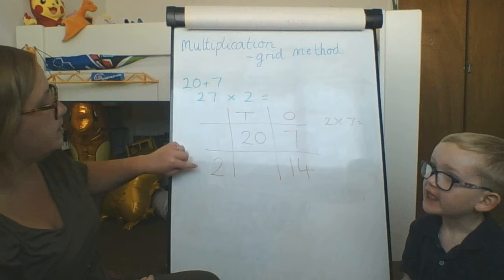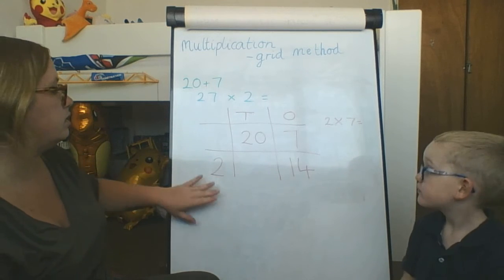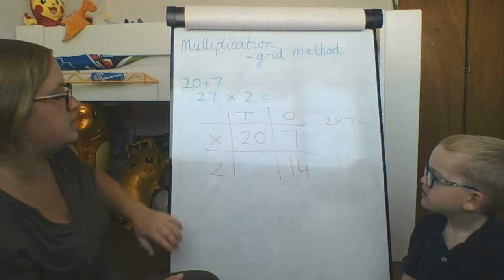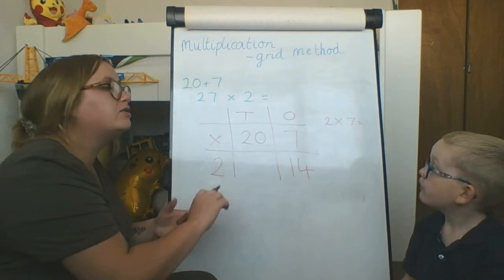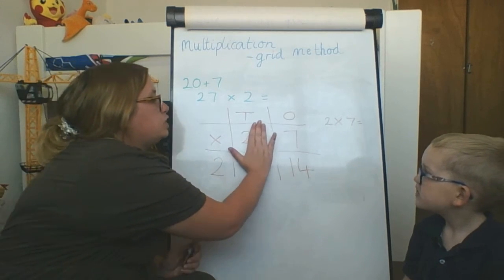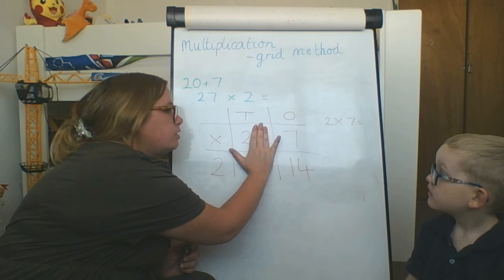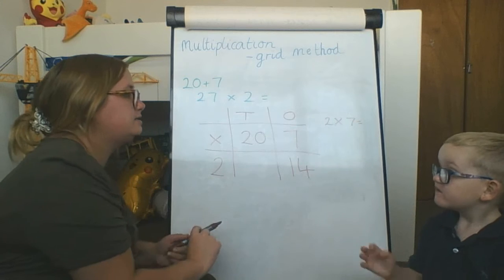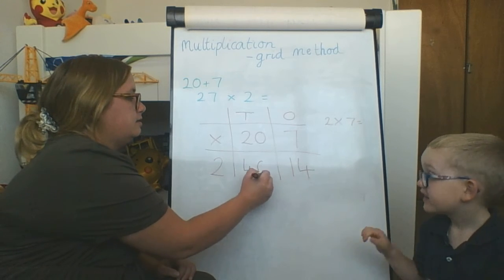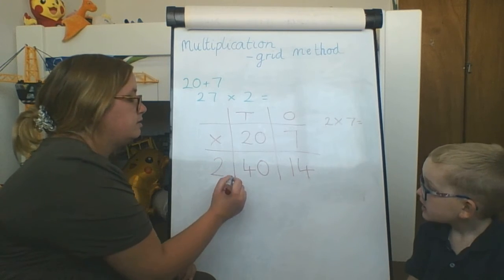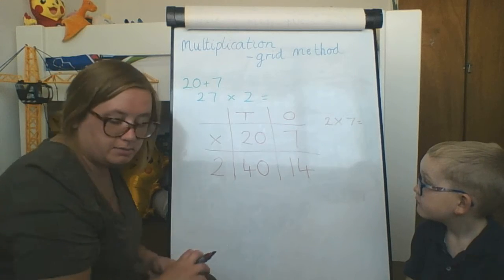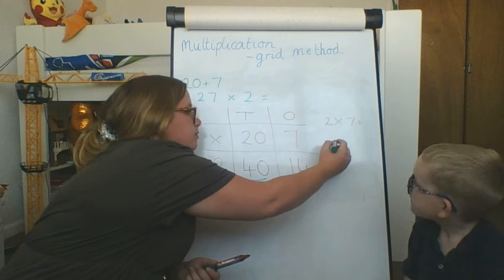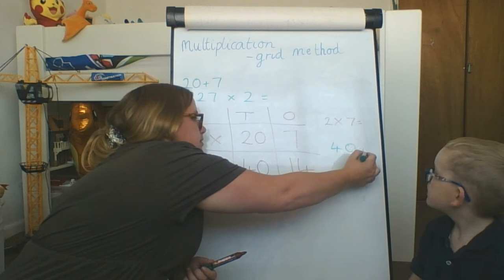Okay. Then we have to move to the next column along. And then we have to look at 2 times 20. If we look at 2 times 2, what's 2 times 2? 4. 4, but then we have to times that by 10. So 4 times 10 is? 40. Okay, then we have to add those two numbers together.